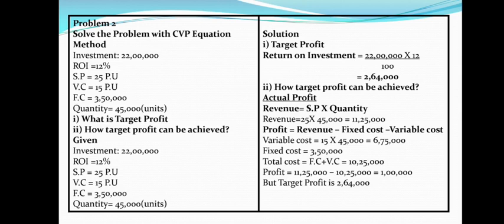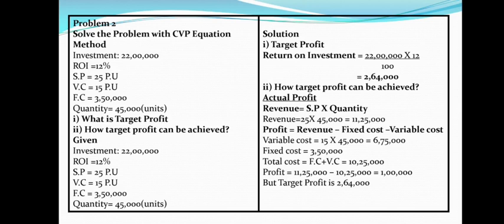Total cost is nothing but fixed cost plus variable cost. So fixed cost is given in the question itself, that is 3 lakhs and 50,000. Now we need to find the variable cost. So variable cost is given in the question as 15 per unit. So if it is 15 per unit, we have to find it for 45,000 units. So 15 into 45,000 equals 6 lakhs and 75,000. Fixed cost is 3 lakhs and 50,000. So total cost equals the addition of these two, 10 lakhs 25,000.